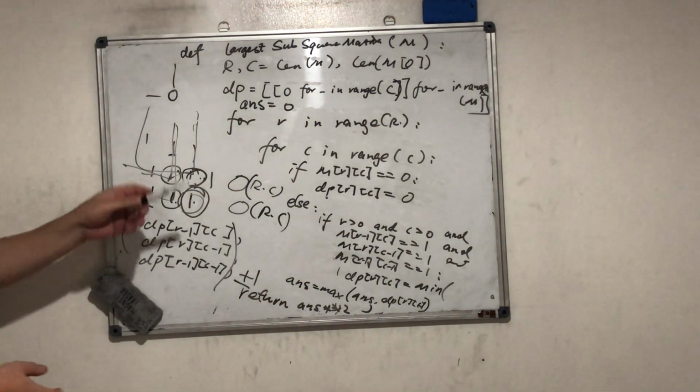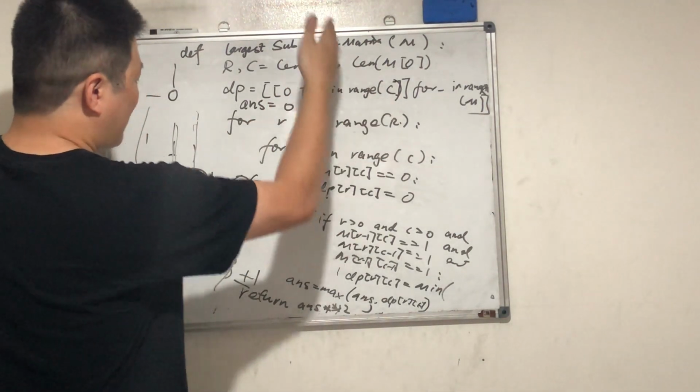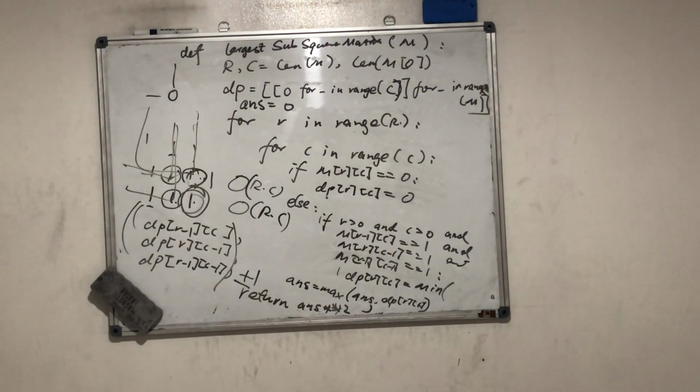Okay, DP[R][C] is a dynamic programming array, yeah? With R rows and C columns, and then a subset of the matrix, yeah? Okay, that'll be it. Okay, thank you.